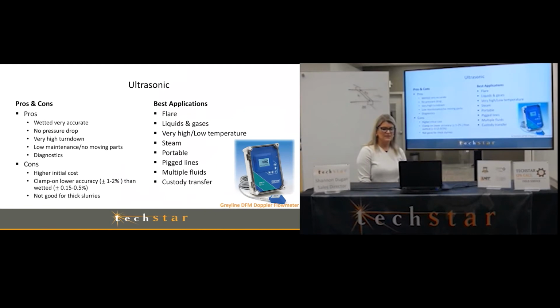Anything that has a very high or low temperature, this is a good candidate for this. Liquids or gases, either one. This is also a good option for steam meter. We talked about Vortex as being a good option for steam. This one will give you a wider range in terms of turn down on steam, and it's also something you might want to consider. Pig lines, multiple fluids. So if you have a batch plant or you're going to run some different kinds of fluids through the same line, ultrasonic meter might be the right thing because it really doesn't care what's going through the line. You don't have to calibrate it for a specific fluid.